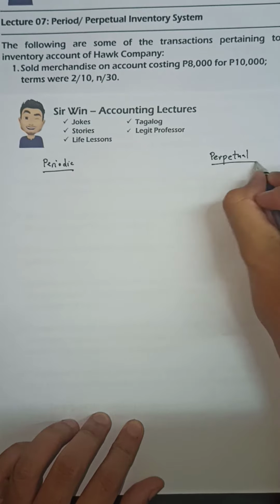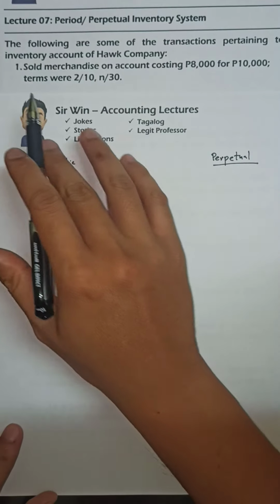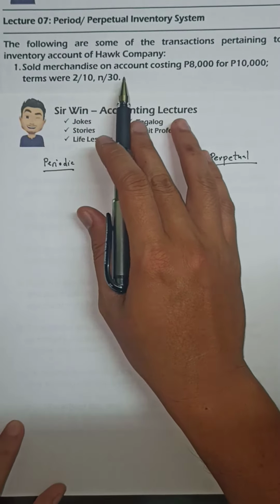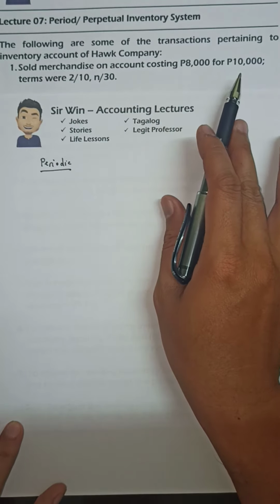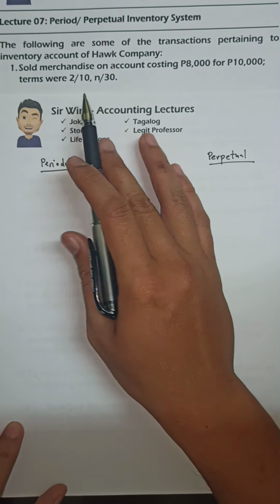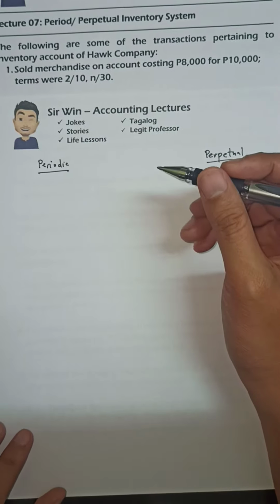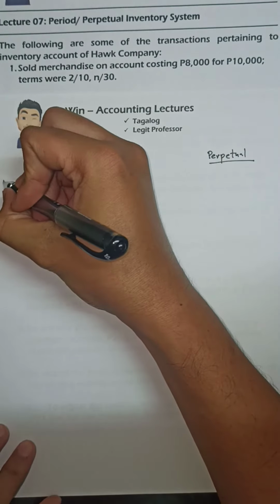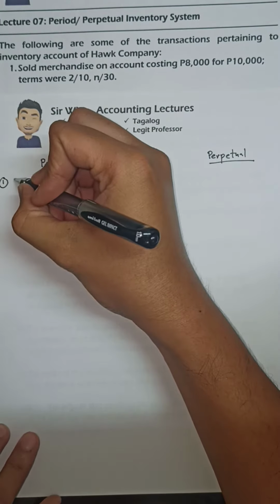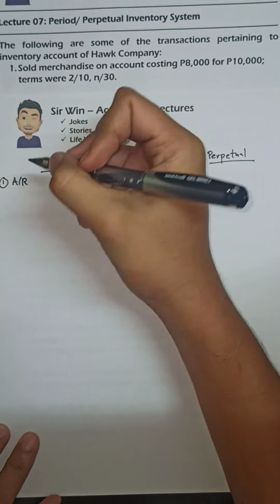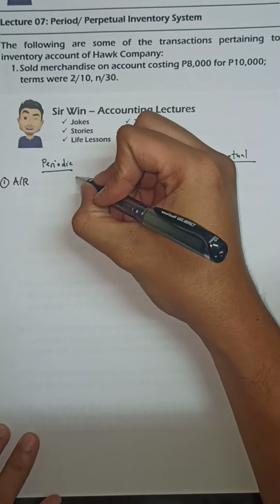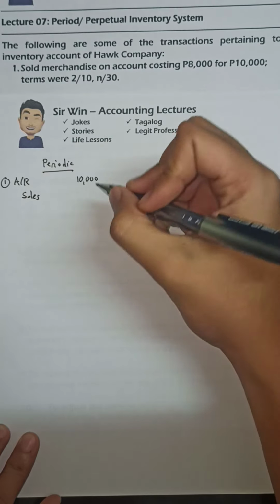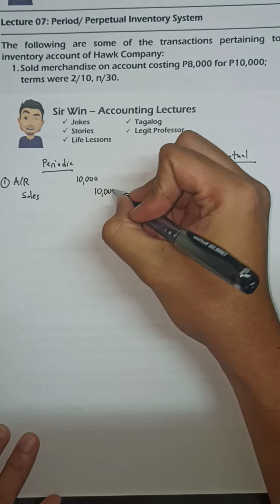Perpetual. Okay, so let's read transaction number 1. Sold merchandise on account costing 8,000 for 10,000 pesos. Terms 2/10, n/30. So basically, this is a sale transaction. Kung sakaling periodic inventory system, under number 1, we are just going to debit accounts receivable amounting to 10,000. Okay? And we are going to credit sales also amounting to 10,000.